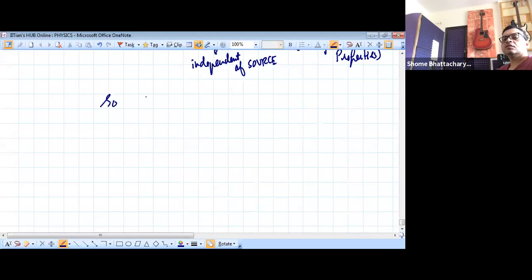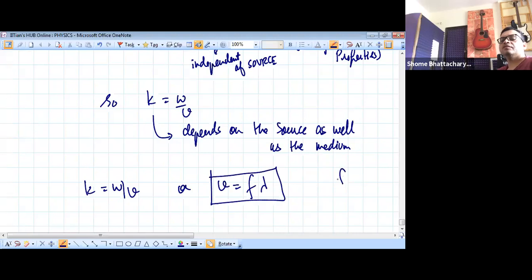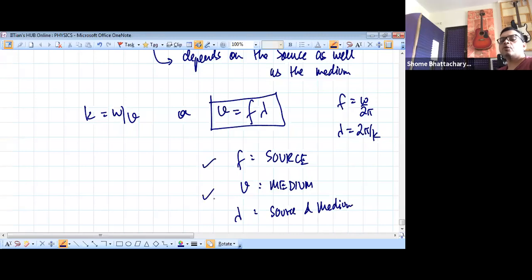So what happens is k, which is omega by v. Now k depends on the source as well as the medium. So in this relation, k is equal to omega by v, or that's the same relation as v is equal to f lambda, where f is omega by 2 pi and lambda is 2 pi by k. So we understand in this relation now, f is the source's property. v is the medium's property. But lambda depends on both the source and the medium.